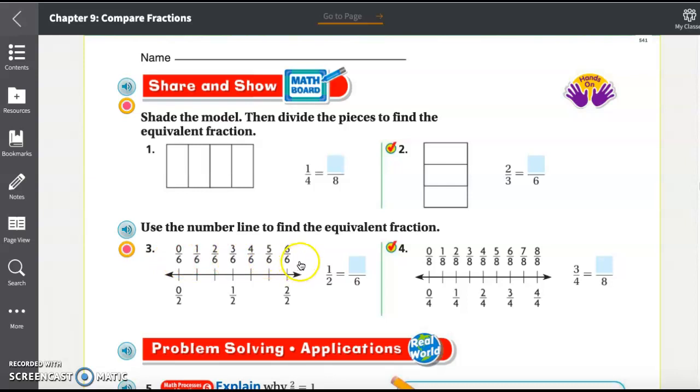These are pretty easy. Use the number line to find the equivalent fraction. Your fraction is 1/2.